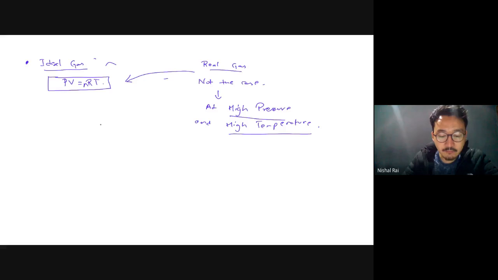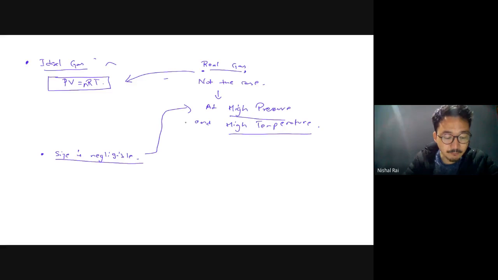In the derivation of the perfect gas equation on the basis of the kinetic theory of gases, there were certain assumptions which do not hold for real gases. First, the size of the molecule is negligible, but that is not the case for a real gas.